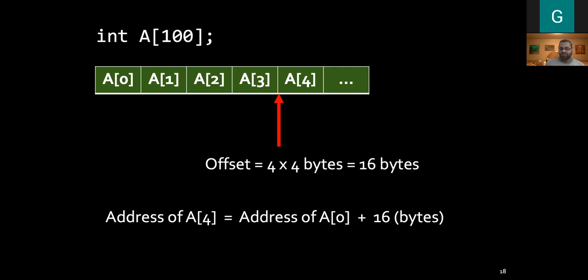OK, some questions in the chat. The first question is, is the 5th element 5 times the size of the first element, or the first plus 4? It's not just the first plus 4. It needs to be 4 times the size of each element, because each of these elements is taking up 4 bytes. That's 4 bytes, another 4 bytes, another 4 bytes, another 4 bytes. So the start of this element is going to be 16 bytes away from the start.